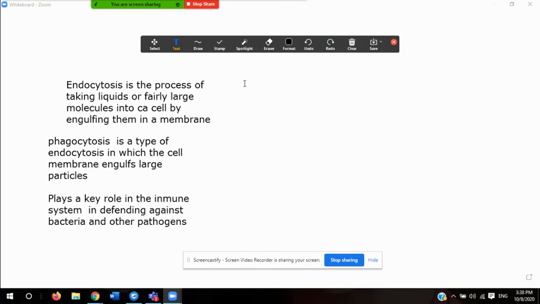Right. So then let's move on to exocytosis. And this would be the last concept of today's class. Today's lesson is short. Exocytosis is the opposite of endocytosis.